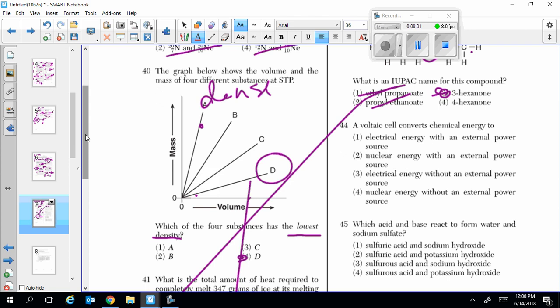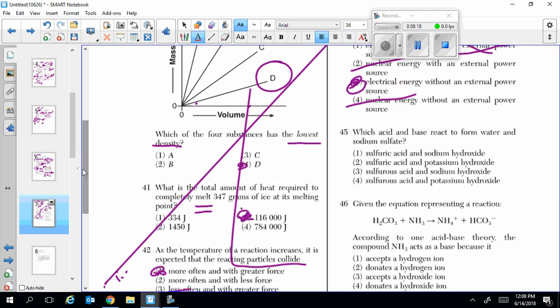All right, a voltaic cell converts chemical energy to electrical energy. So I want to cross off the nuclear. And you do not need an external power. It works all by itself. It's a spontaneous reaction.